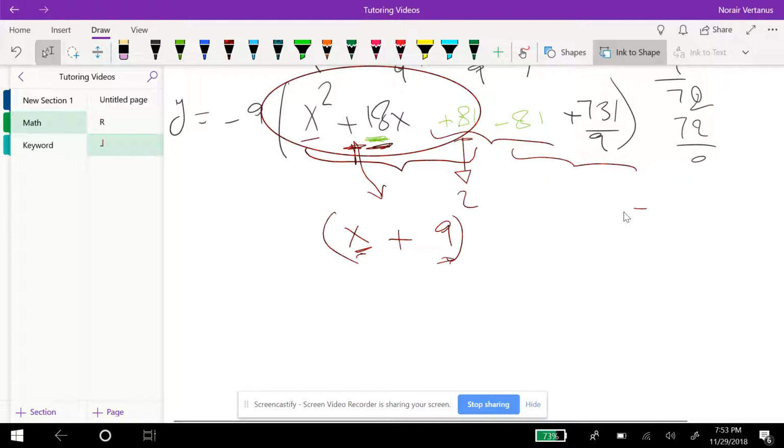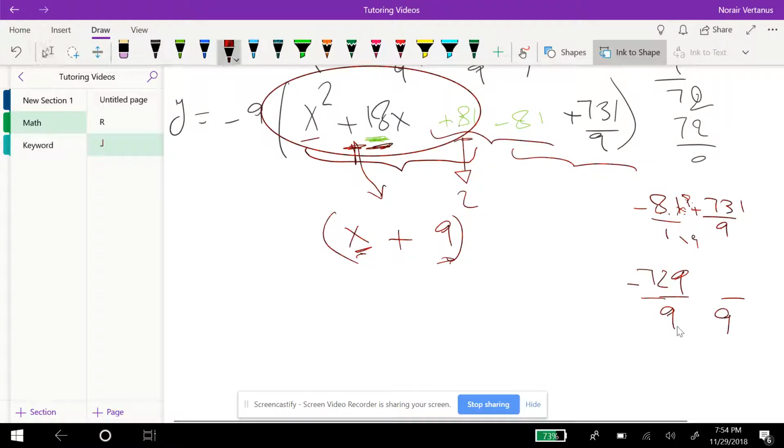So let's add this on the side. Negative 81 plus 731 over 9, right? Common denominator is what? 9. So this times 9, this times 9. If I multiply that by 9, it's going to be 1 times 9, 9. 9 times 8 is 72. So it's going to be negative 729 over 9 plus 731 over 9. That's nice. It's pretty close. They're different signs, addition and subtraction, so we need to subtract. If we subtract, we get 2 over 9, which is positive 2 over 9. We're done.